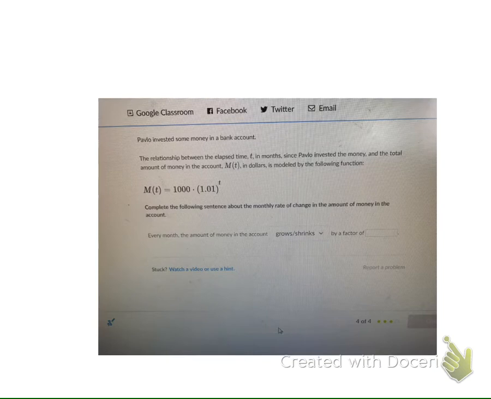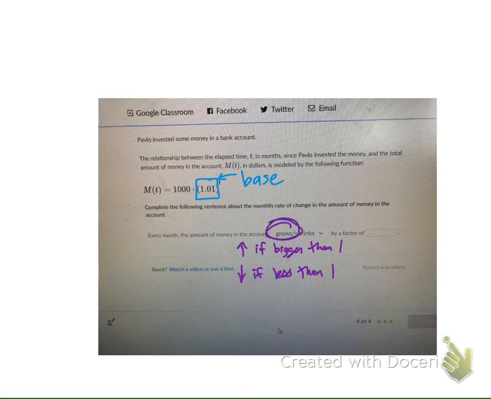So here is my second example. This is going to again be very similar to what's going on here. Again, what I'm focusing on is the base of this right here. I need to know what is underneath the exponent here. Again, I'm going to know if we are increasing or decreasing by if we are bigger than 1 or if we are less than 1. So 1.01 is larger than 1, so I know this is going to be growing, not shrinking.